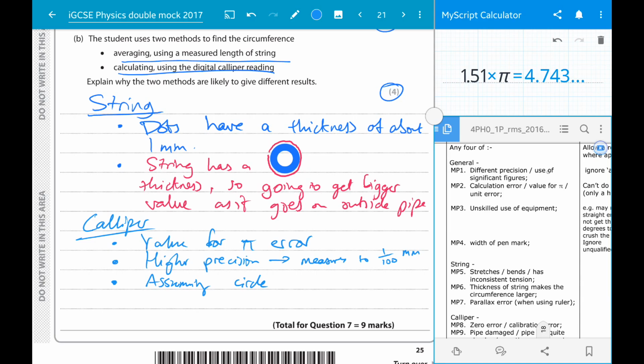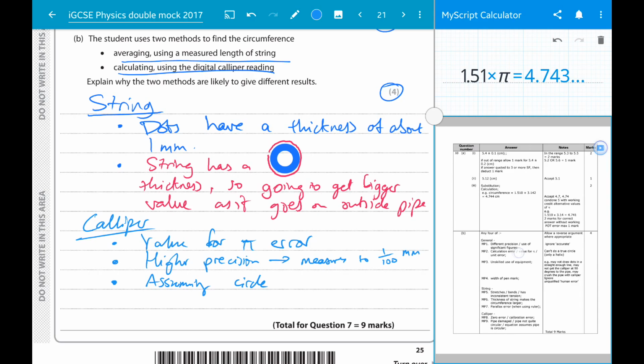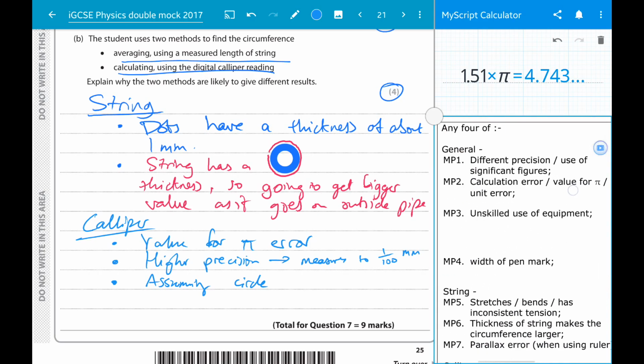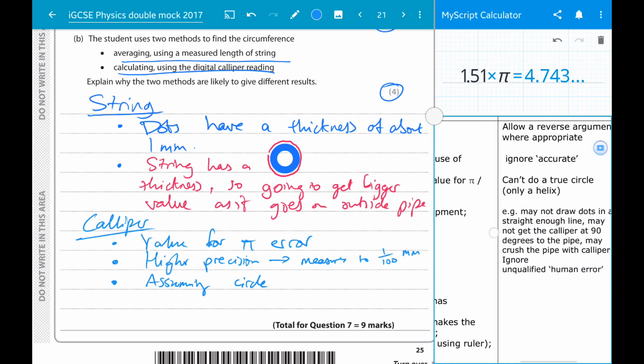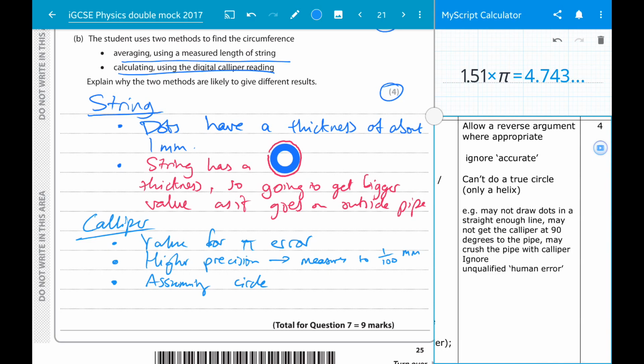So different precision. I mentioned that about precision. Calculation error, value for pi. Unskilled use of equipment for a third point. So what do they mean by that? There's more information here. So unskilled use of equipment may not have drawn the dots in a straight enough line. Very good point. May not have the caliper at 90 degrees. May crush the pipe with the caliper.